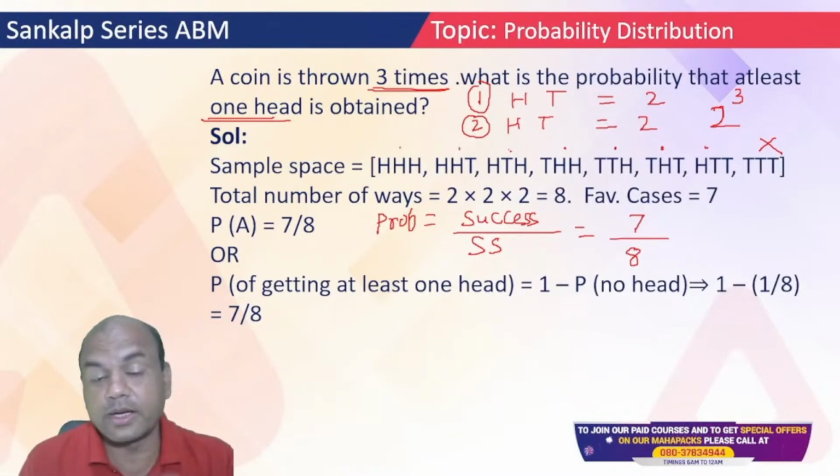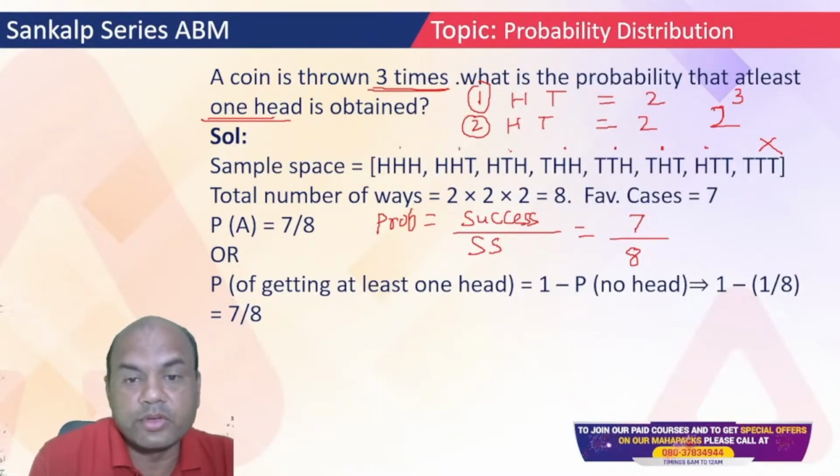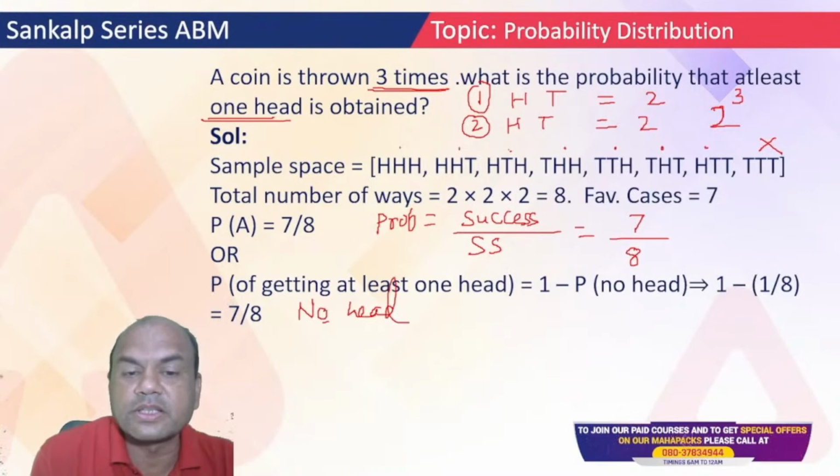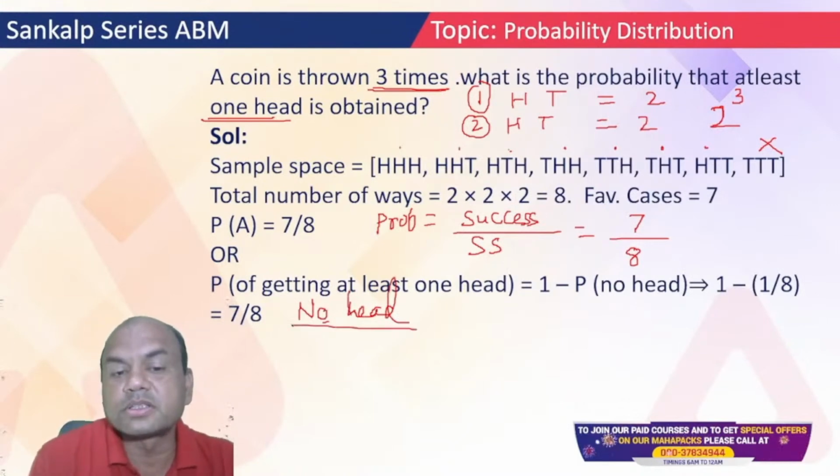Now if I ask you, what is the probability that you will get no head? I don't want any head now. So at least one head was 7 upon 8. So no head means what? Suppose you get this question in the exam, no head. How will you solve this? It is 1 minus p. So 1 minus 7 upon 8.